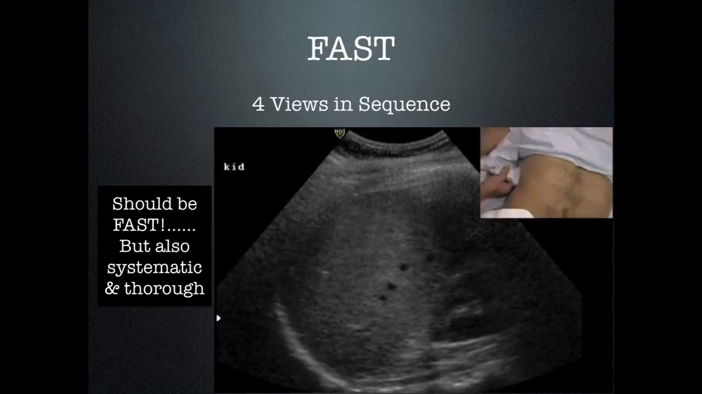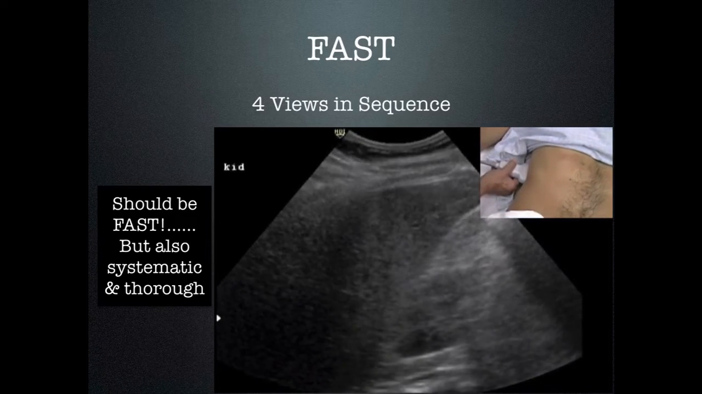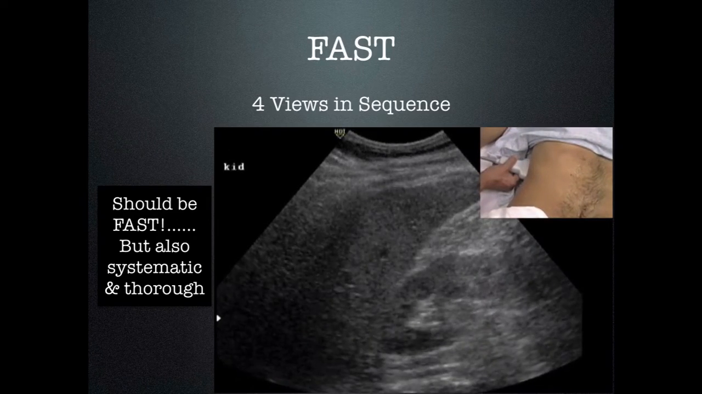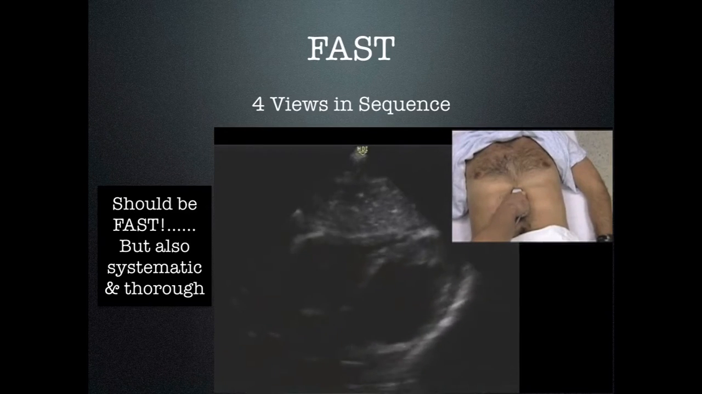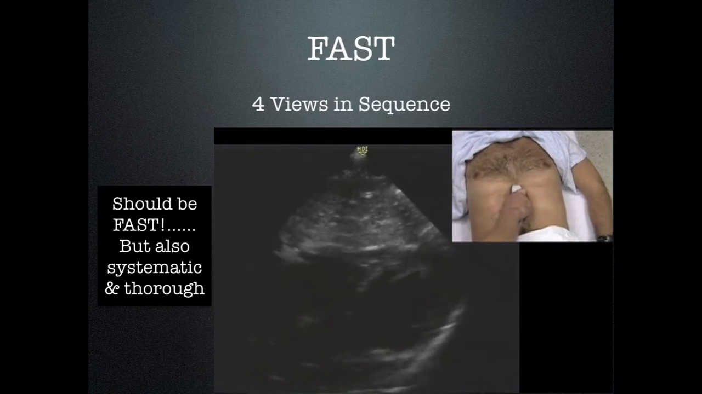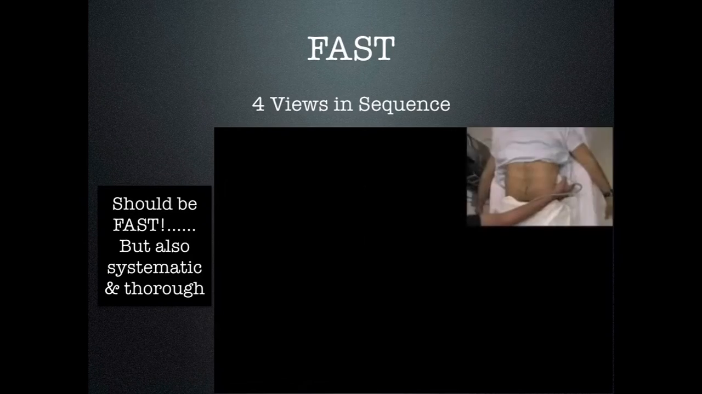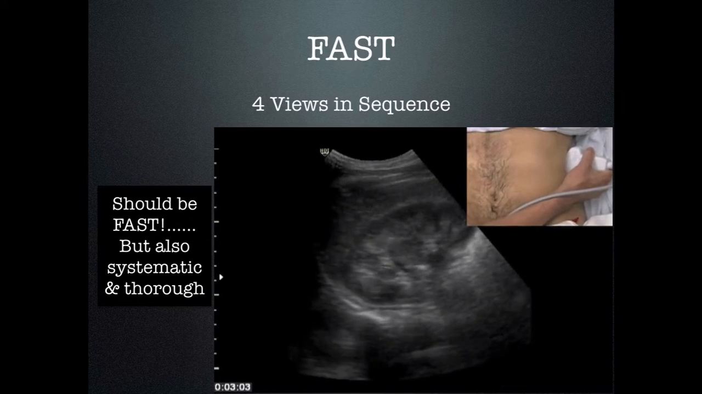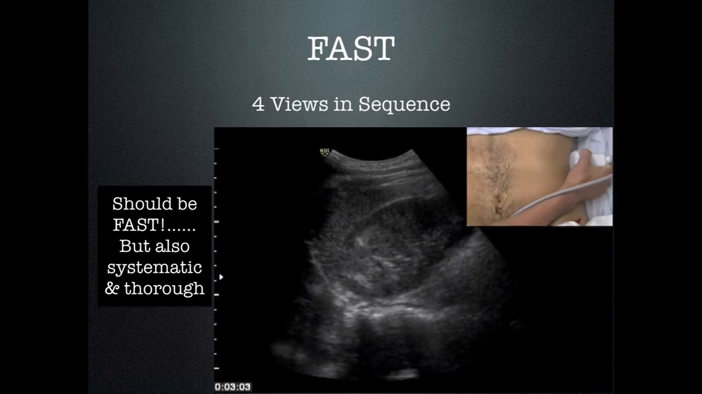So here's our FAST exam sequence. We're in the right upper quadrant, and we see the liver and we see the kidney. Panning all the way through the space looking for a hypoechoic or black stripe of fluid. Cardiac, we're using a cardiac probe. We're going through the liver. We see the 4 chambers of the heart. We see that the heart is pressed right up against the diaphragm, so there's no pericardial effusion. The left upper quadrant, we see the spleen, much smaller than the liver, and the kidney and the diaphragm.